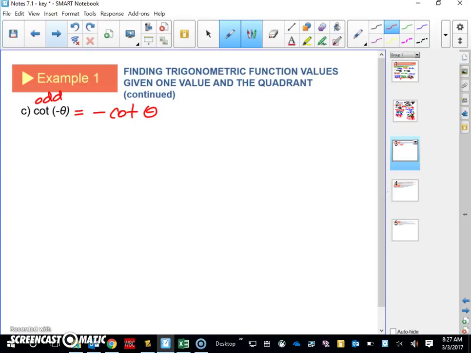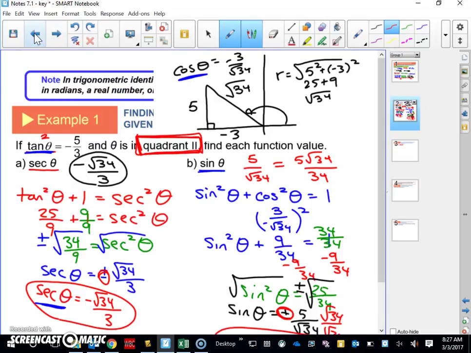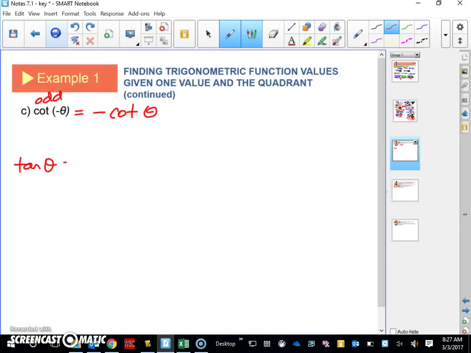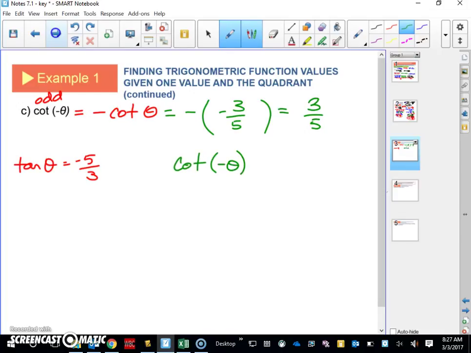We're still in example 1, so we've still got all the same given information. Remember how we knew tangent at the very beginning? Tangent was negative 5/3. Well, cotangent is just that reciprocal. So negative reciprocal, we'd have negative 3/5, or the opposite of negative 3/5 is positive 3/5. Cotangent of negative theta equals 3/5.